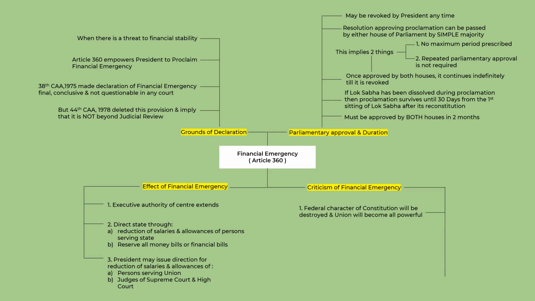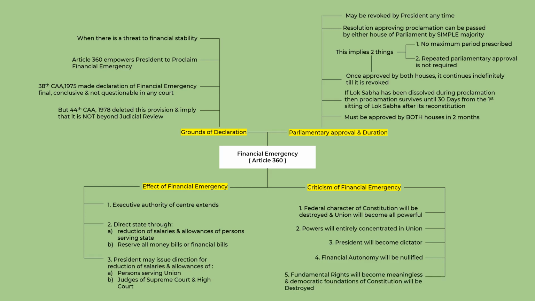Criticism of financial emergency. First, the federal character of the constitution will be destroyed and the union will become all powerful. Second, powers will be entirely concentrated in the union. Third, the President will become a dictator. Fourth, financial autonomy will be nullified. Fifth, fundamental rights will become meaningless and the democratic foundations of the constitution will be destroyed.